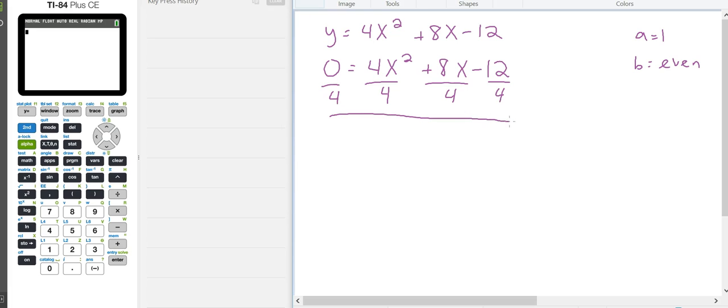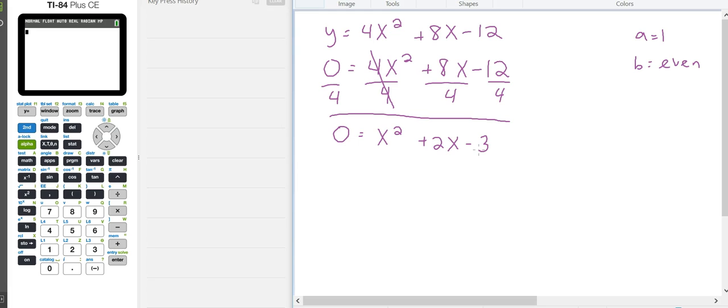0 divided by 4 is just still 0, so that didn't change anything. 4x squared divided by 4 is just x squared because the 4's cancel out. 8x divided by 4 is 2x. And negative 12 divided by 4 is negative 3. Now we have a value of a that's equal to 1. Good. Is b even? Yes, it is. B is equal to 2, so we can use completing the square. Let's do it.